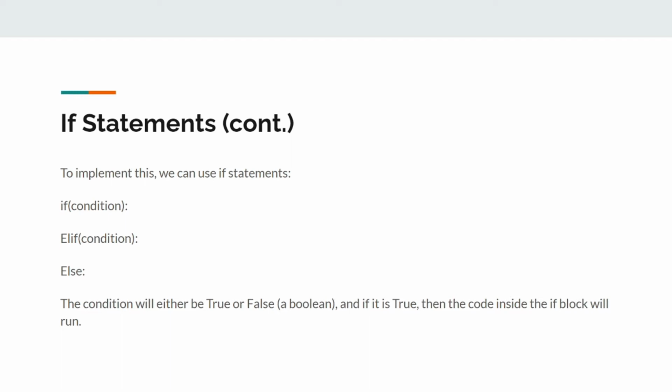conditions were false. So for if and elif statements, the condition will either be true or false, which if you remember from when we talked about variables, basically means that the condition will be a Boolean. So if the condition is true, then the code inside the if block will run, and if not, then it won't be run. This is probably kind of confusing right now since that's a lot of information, but when we implement this, it'll be more clear.